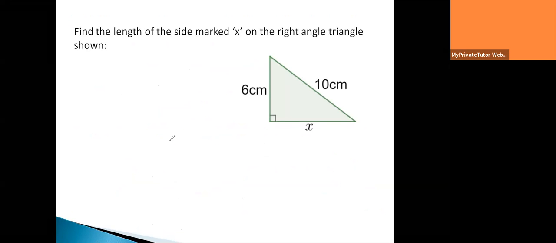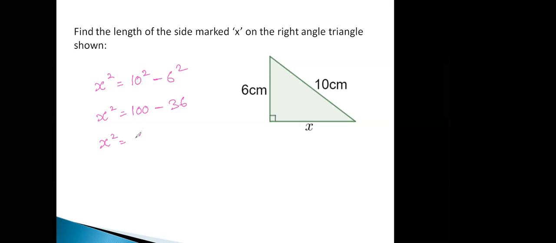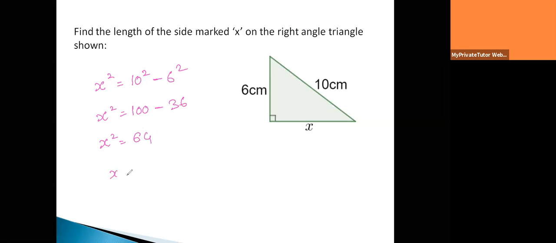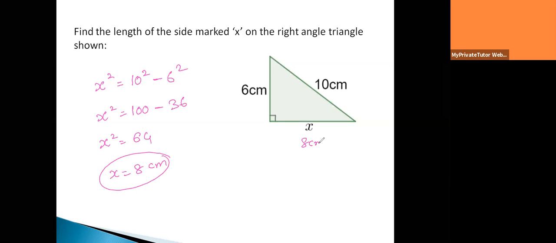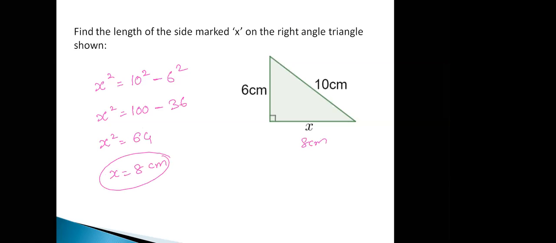So what is the length of x? It's very straightforward. I think everyone can answer this. X square equals 10 square minus 6 square. X square equals 100 minus 36. So x square equals 64. X equals 8. Yeah, 8 is the answer, sir. 8. Yeah, very good, Mohammed. Okay. Yes, Joseph, you're right.